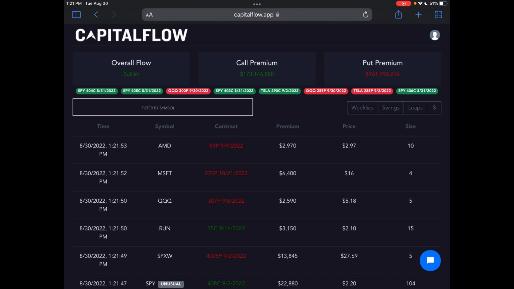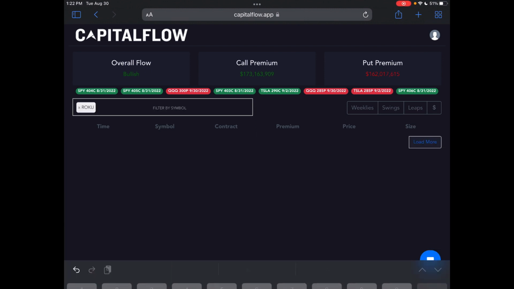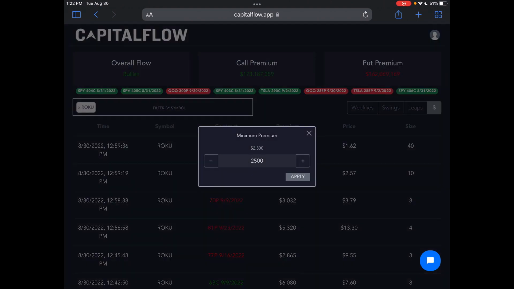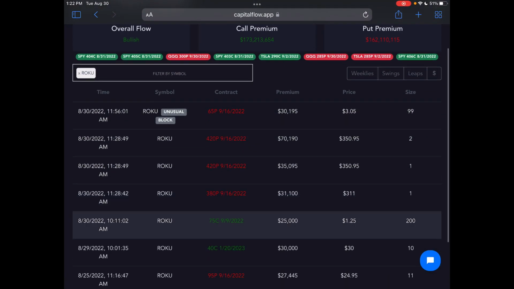So when I'm looking for a mid cap stock to trade, I'll give you an example. Roku is one of my favorite mid caps. Their market cap right now is right around 9 billion. So when I'm looking for a mid cap stock and I want to trade it like Roku, I'm going to come in here and start by setting my minimum premium at 25,000, right? So now I'm seeing all the Roku orders where someone paid at least 25,000 or more.